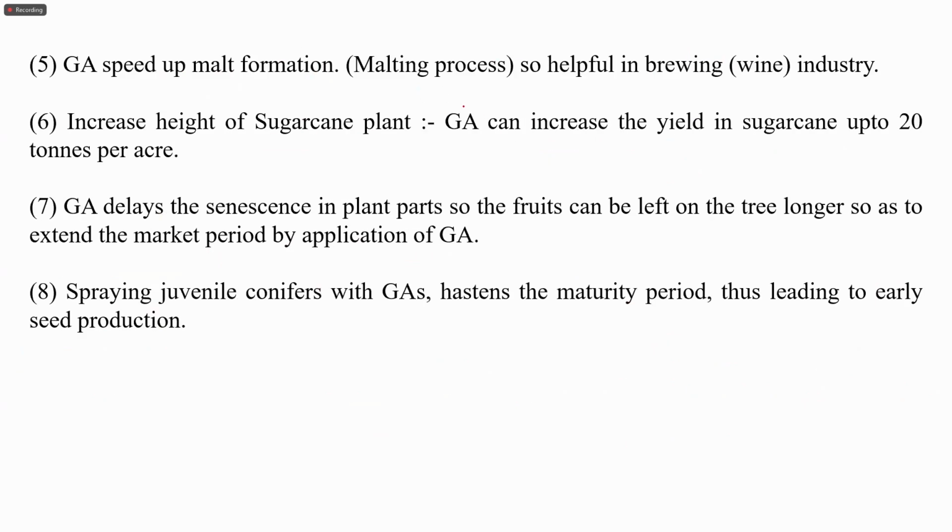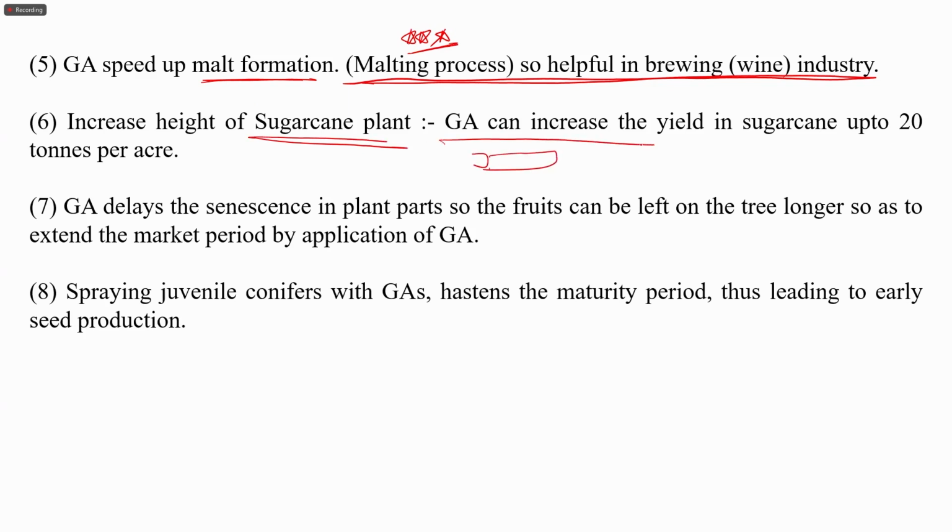Also, GA speeds up malt formation. So it helps in the malting process, which helps the brewing industry. This is a commercial use. It increases the height of the sugarcane plant. We know that it can act on the nodes and internodes. Therefore, it can increase the yield of sugarcane up to 20 tons per acre.